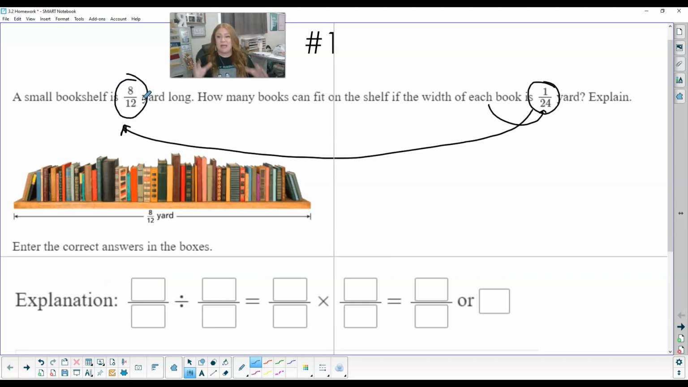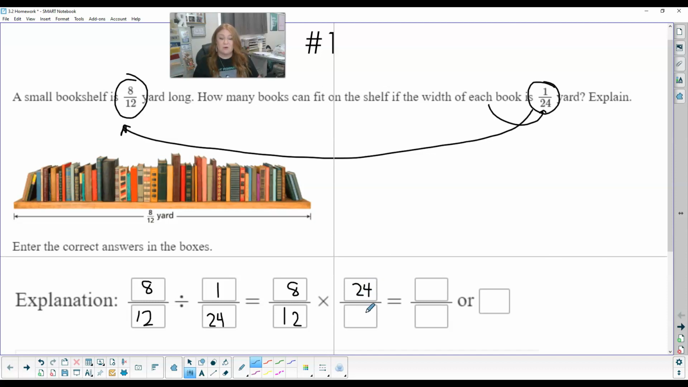So what do we have? We have a bookshelf that is 8/12 yard long. And I want to divide it into groups of 1/24. Now, 12 divided by 24 is not going to give me a nice whole number. So that's where that multiplicative inverse is going to come in. Copy, dot, flop. So we copy, change it to a multiply, opposite of divide, and flip the second one, use the reciprocal of the second one. And you've got to make sure you do it in that order.